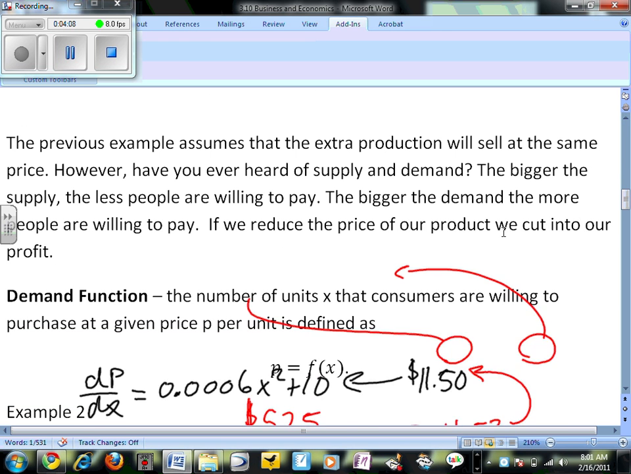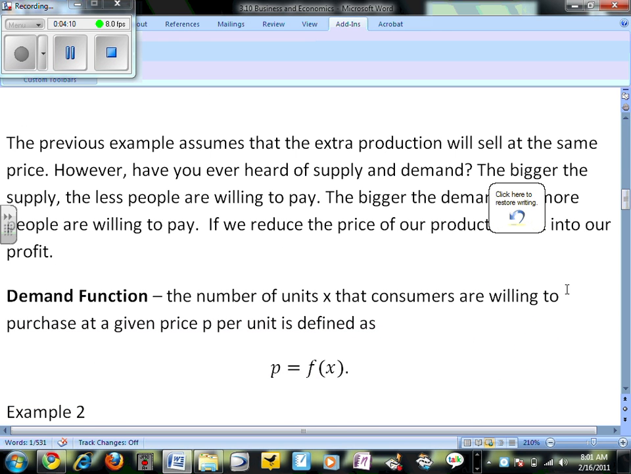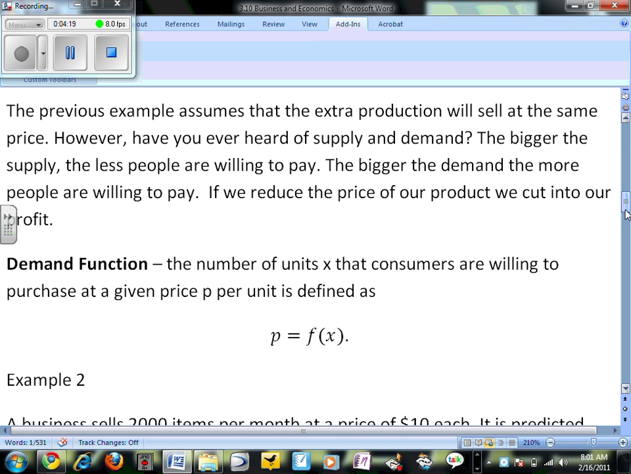Now the previous example assumes that the extra production will sell at the same price. But in the real world, we have what's called supply and demand. When the supply is high, the demand's pretty low because people can get their hands on it very easily. When the supply is very low, the demand is really high, and you can sell it for a lot more.